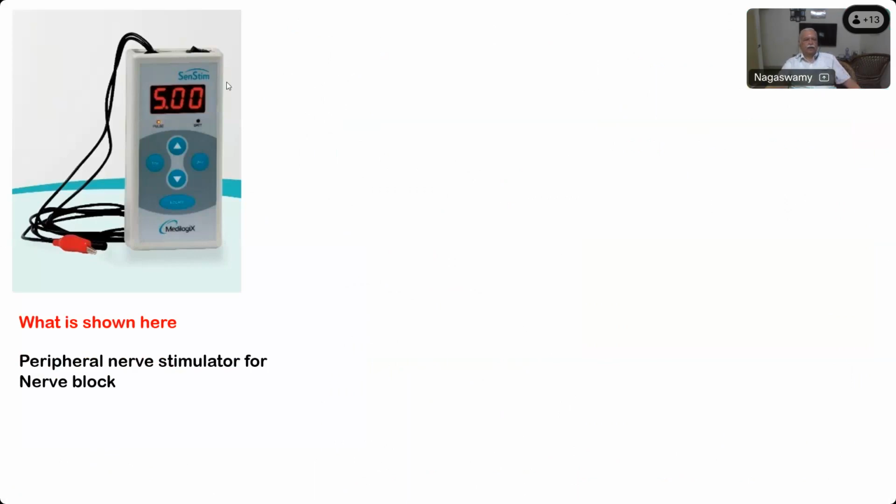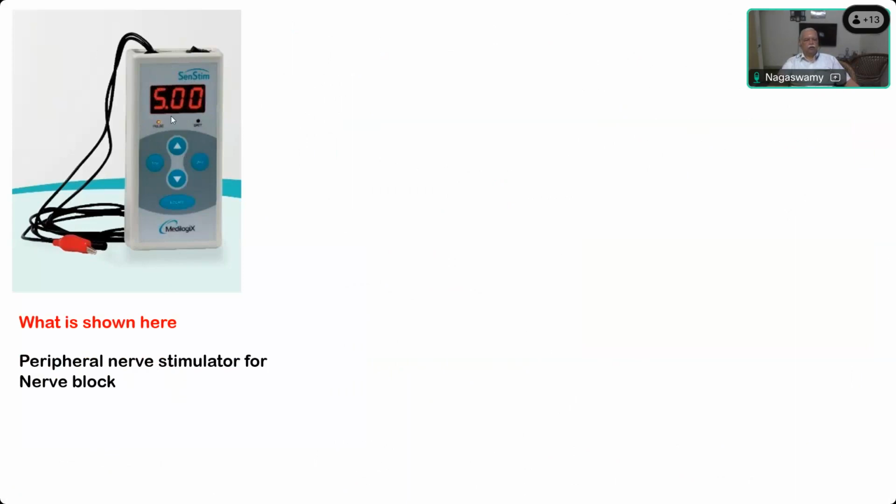What is the current strength here? 5 milliamperes. So this is the maximum current it can give. The nerve stimulator used for giving a nerve block or a plexus block should not have the ability to produce a current more than 5 milliamperes. Otherwise it will be very painful.